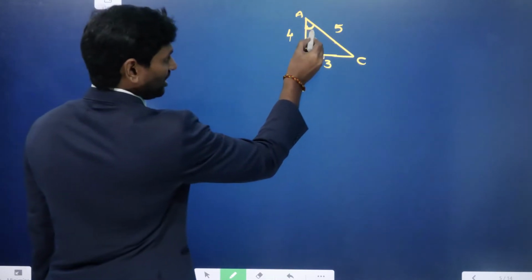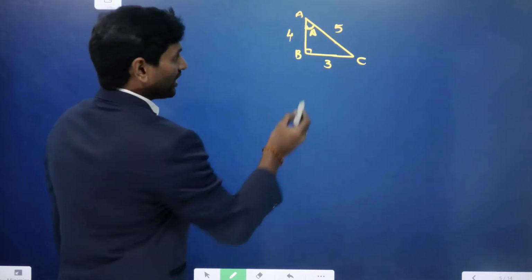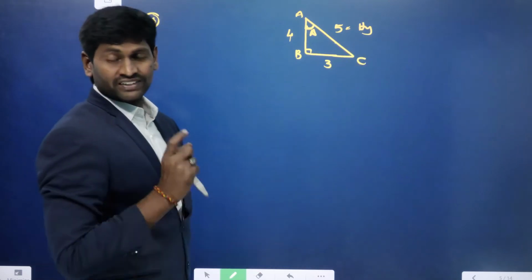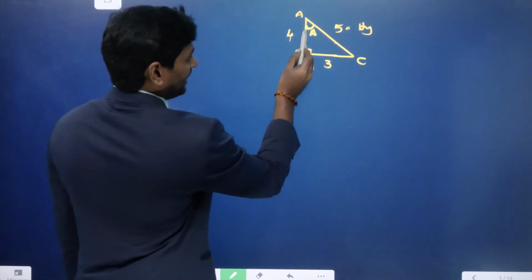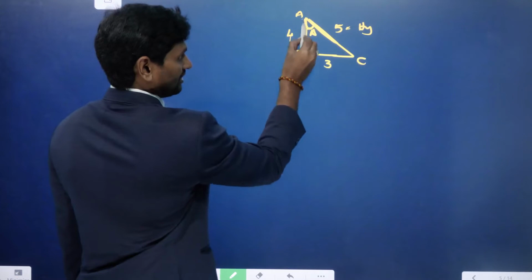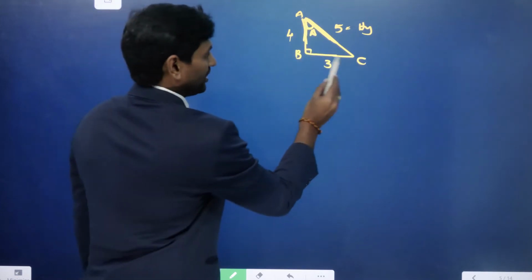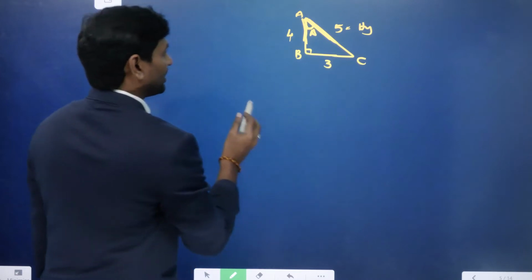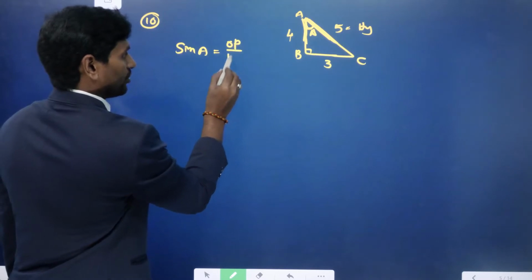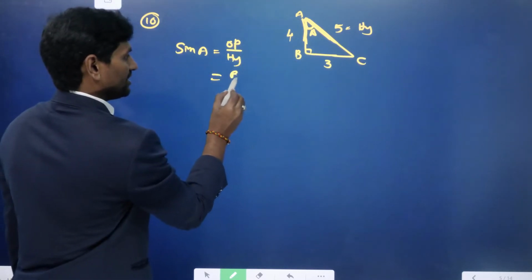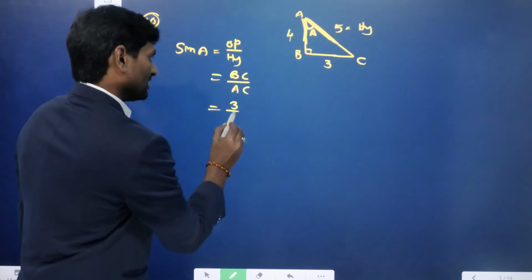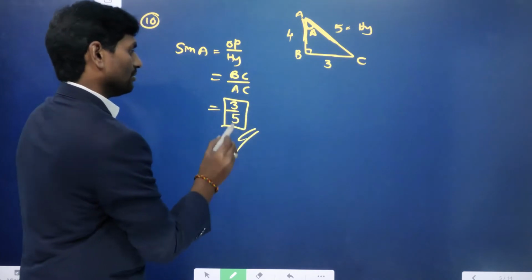Now sine A. This is angle A. According to A, what is the opposite side? Hypotenuse is common. Only the opposite side and adjacent side we should identify. The opposite side never touches A. Here AB and AC both touch A, but BC does not. So BC is the opposite side. Opposite side by hypotenuse. For A, the opposite side is BC and the hypotenuse is AC. BC is 3 and AC is 5. So our required answer is 3 by 5.